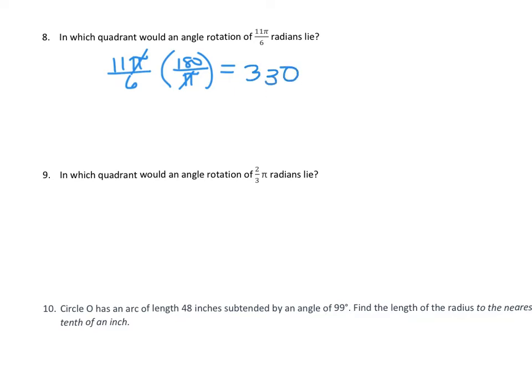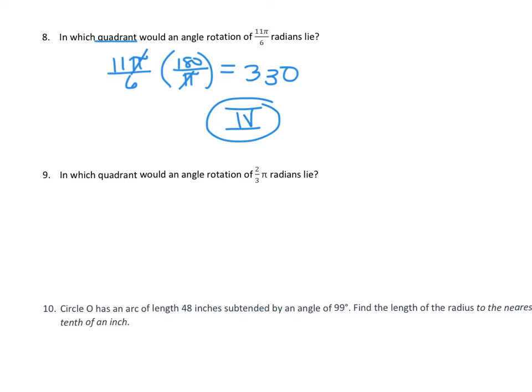They want to know in which quadrant, right? So 330 degrees is in the 4th quadrant, because that number is in between 270 and 360. All right, then let's see, in which quadrant would an angle rotation of 2/3 pi radians lie in?